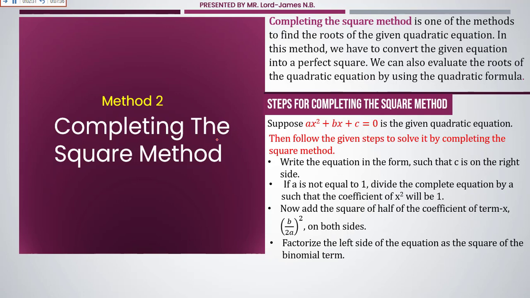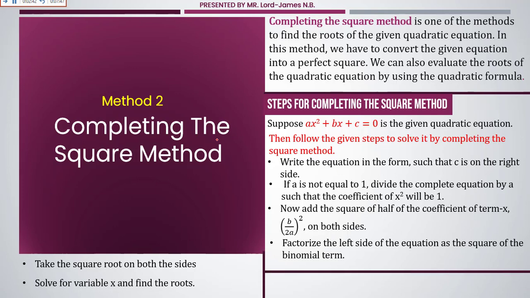We factorize the left side of the equation as the square of the binomial term. Then we take now the square root on both sides, and we solve for the variable x. So let's observe this on the blackboard. Let's analyze this on the blackboard. Okay, so now we want to see the method of completing the squares visually.